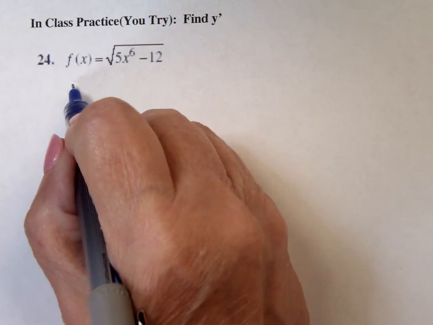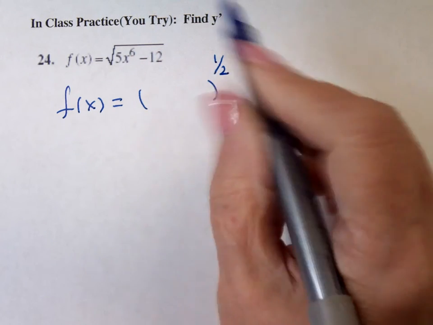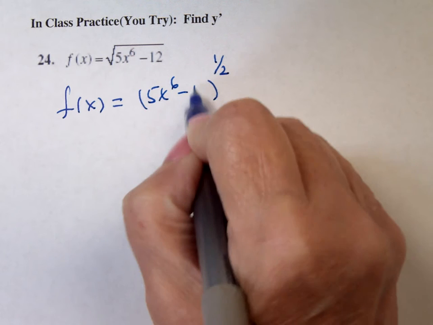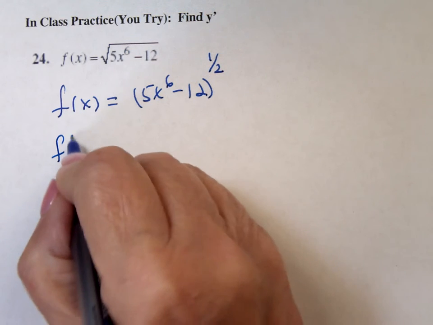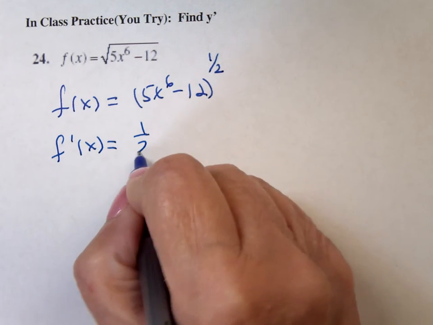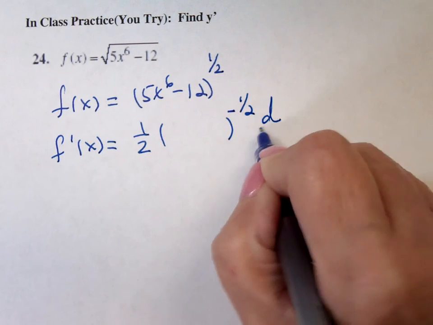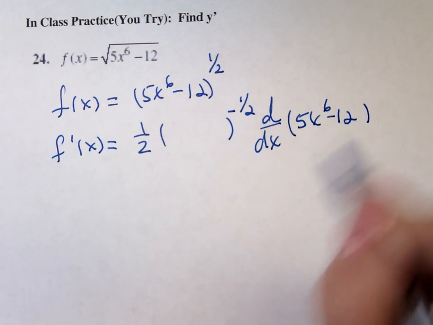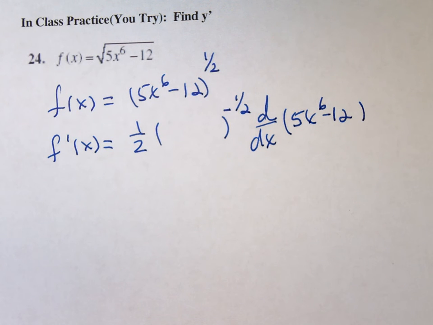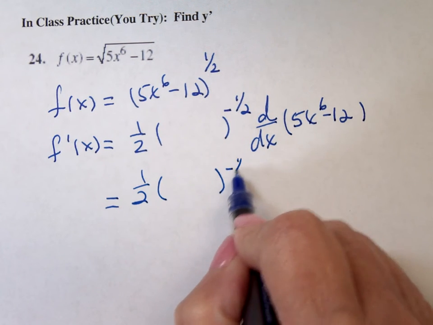First thing I have to do is rewrite this as the blob to the 1/2 power. Right? So f prime is 1/2 times the blob to the negative 1/2 times the derivative of the blob. As long as there's a dx in there, I'm not done. This is 1/2 times the blob to the negative 1/2.